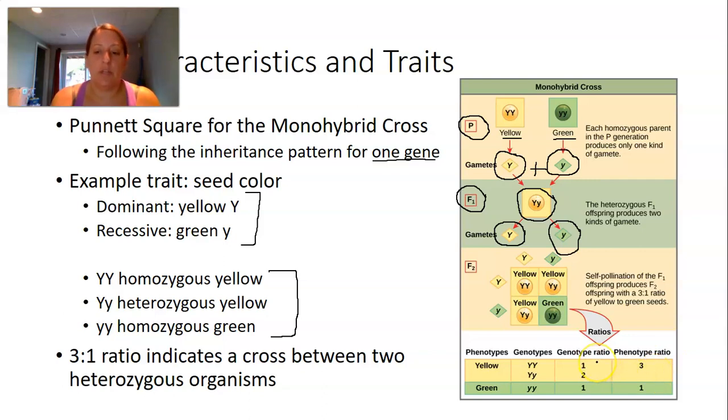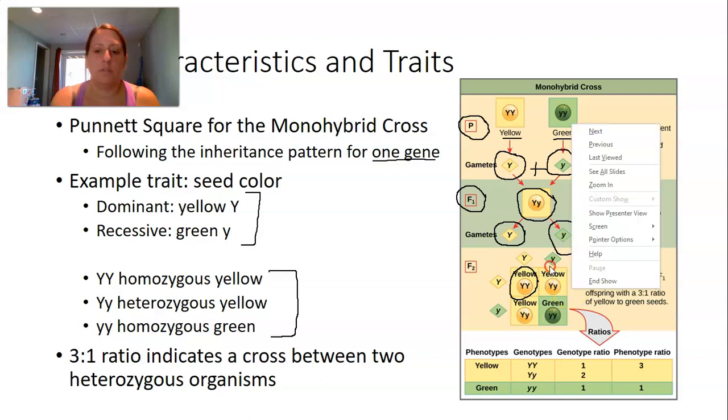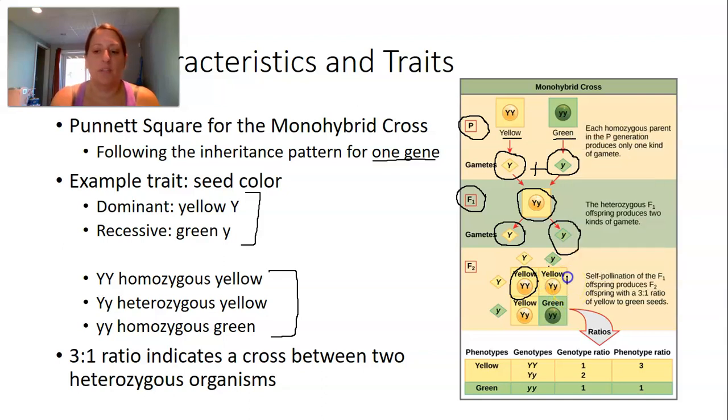The genotypic ratio is a little different. We say the genotypic ratio is 1:2:1. What does that mean? For every homozygous dominant, there's 2 heterozygotes and 1 homozygous recessive. So you can see here, let's circle it. This would be my 1 to 2 to 1 ratio. So that's the genotypic ratio. The phenotypic ratio is the actual colors.